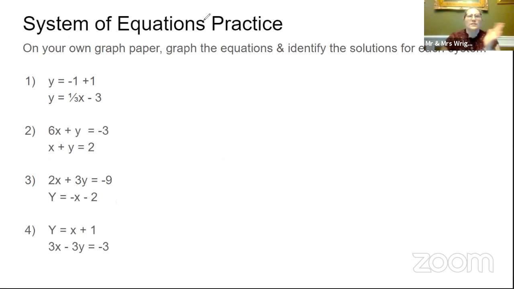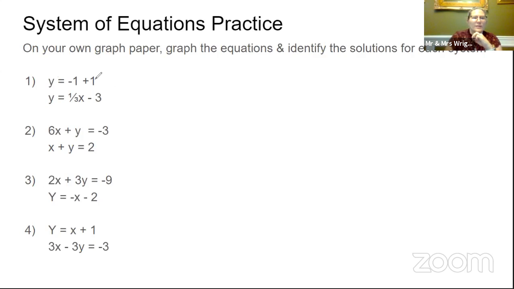All right, system of equations practice. You will need to have a piece of graph paper. If not, you can use your line paper and just draw in the vertical lines to create your own graph paper. Go ahead and graph all 4 of these equations and find the solutions. That means where the lines intersect. Don't forget to check your work to make sure you got the correct answer. When you're done with that, come back and we'll go over the equations.